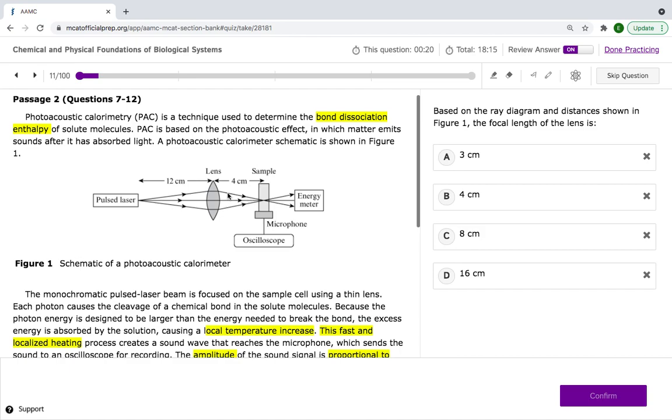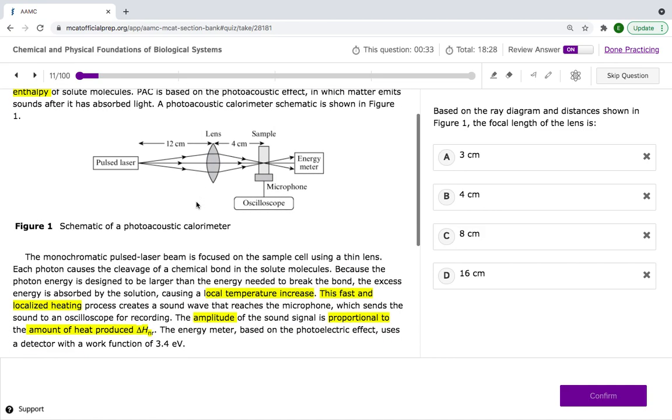Where the rays come together is the image. So this is the distance from image to lens, and this must be the distance from lens to object. This is the object, this is the lens. So what we're going to do is use the equation.